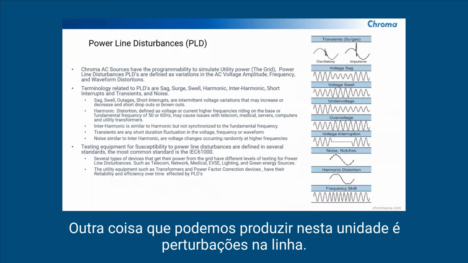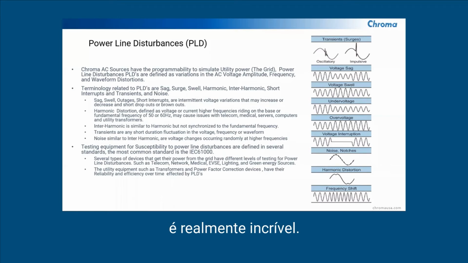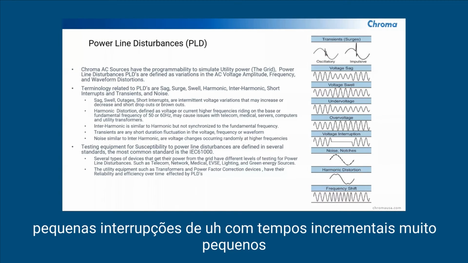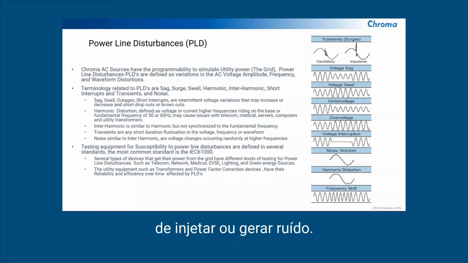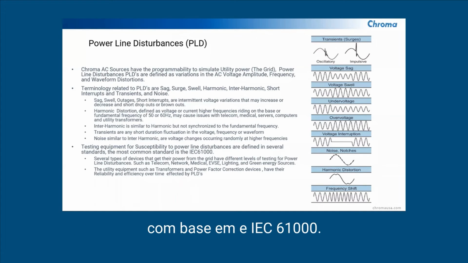Another thing that we can produce on this unit is power line disturbance. The programmability of our 61800 grid simulators is really incredible. They've given us the ability to do sags, surges, or swells, small interruptions at very small incremental times down to a portion of a cycle, and also to inject or generate noise, notches, those types of things that are mandatory tests based on IEC 61000.